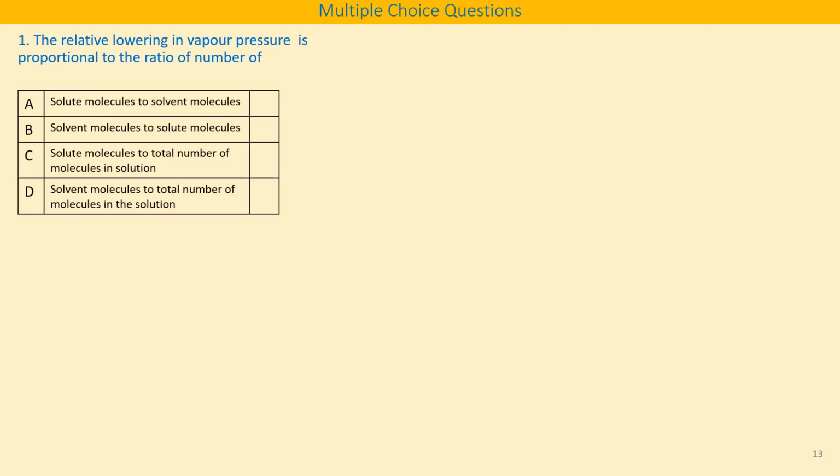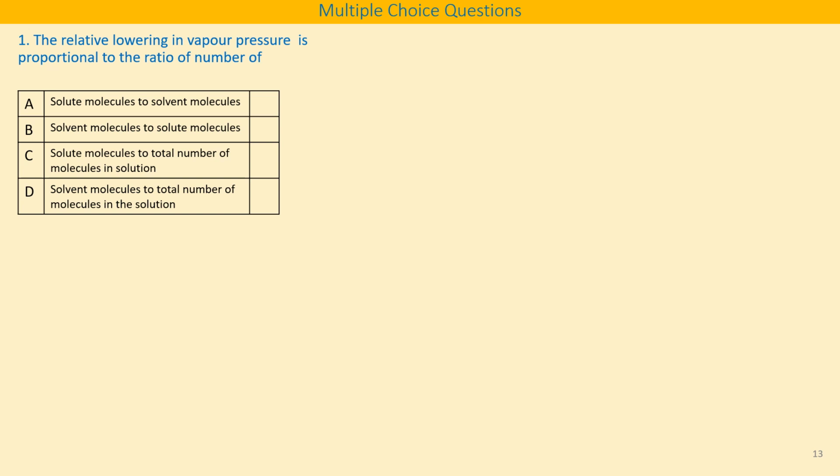We'll answer some selected multiple choice questions. Question number 1. The relative lowering in vapor pressure is proportional to the ratio of the number of... Four options are given. Please read these following four options given on the screen yourself.